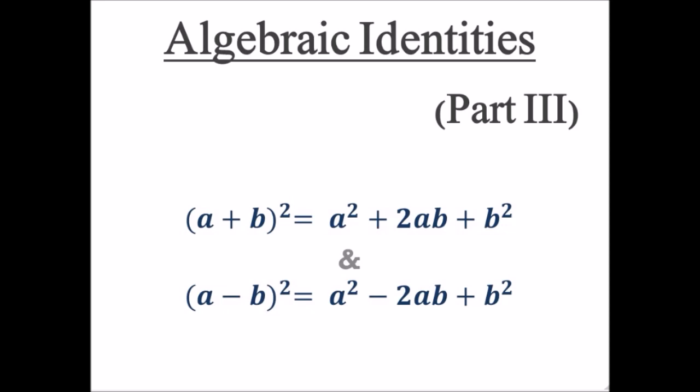Friends, let's continue with our series Algebraic Identities, and in this third part we will be dealing with the identities (a + b)² = a² + 2ab + b² and (a − b)² = a² − 2ab + b².